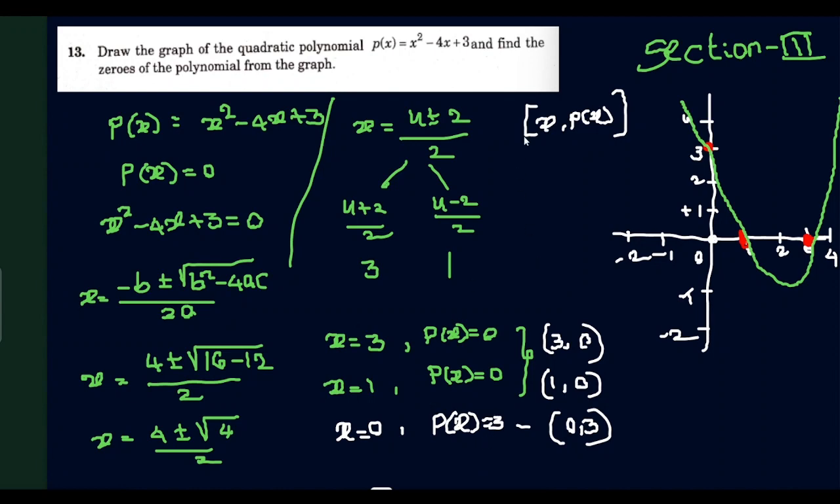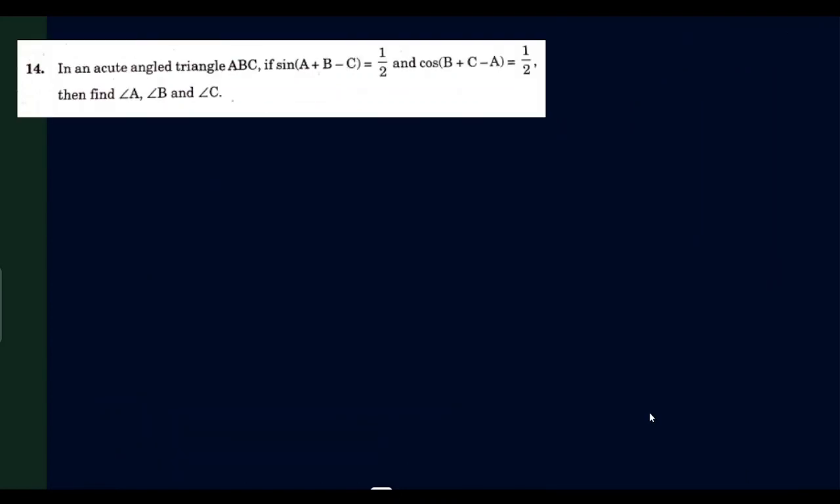So that's it for this question. You will get 6 marks. Got it? And if you want, you can find some other points too. Okay. And also, it's better if you find the vertex point. Got it? And the next one.